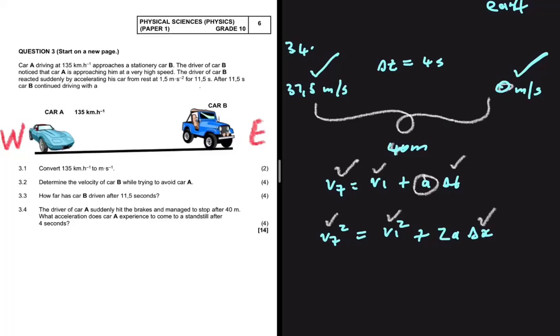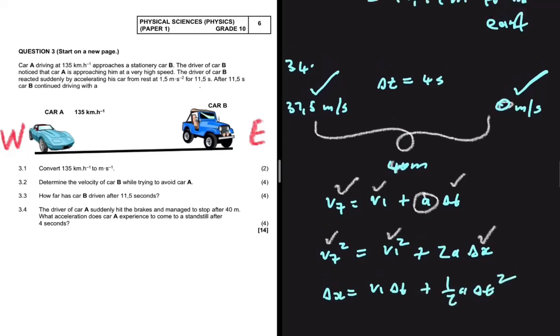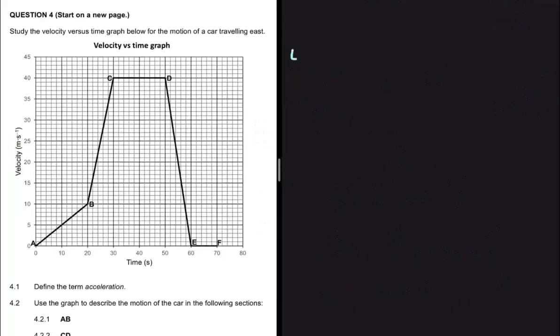The last formula you can use here is delta x equals VI delta t plus a half A delta t squared. If you use this formula also, you're going to get a different value, because this equation doesn't make any physical sense. Acceleration is the rate of change in velocity. What are we saying? We're saying that A equals the change in the velocity divided by the change in time. That is 4.1.